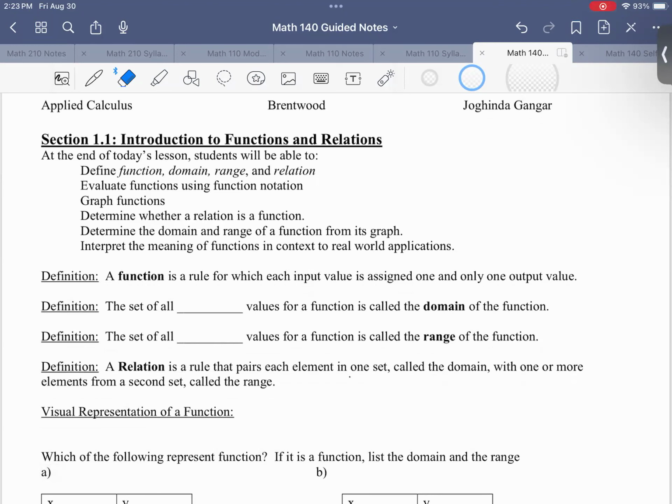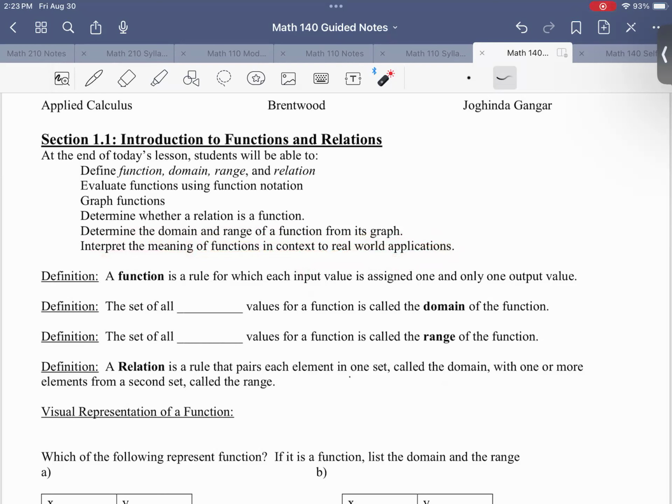Some learning objectives for the section would be to define function, domain, range, and relation, evaluate functions using function notation, be able to graph functions, determine whether a relation is a function, determine the domain and range of a function from a graph, and interpret the meaning of functions in context to real-world applications.